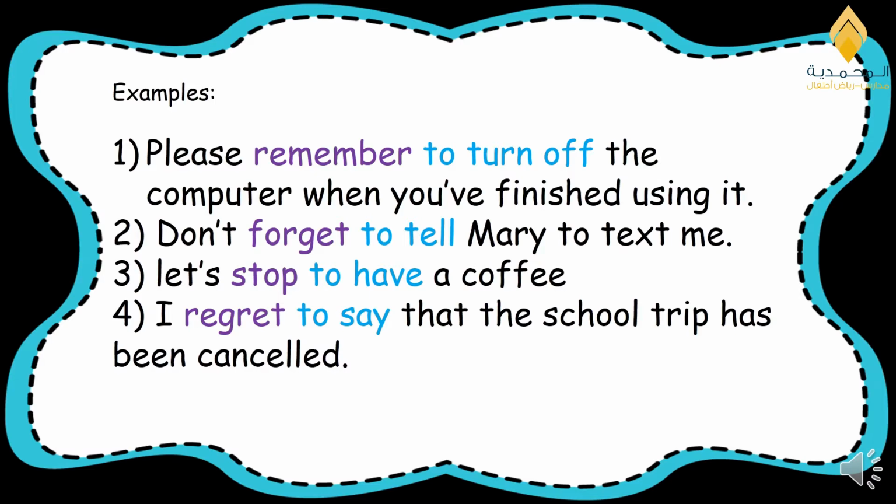Okay? Number 4, I regret to say that the school trip has been cancelled. In this sentence, I'm regretting something not nice or bad happening at the moment of speaking. Okay? How did I know that I'm talking about something at the moment of speaking or in the future? Because I'm using remember, forget, stop, regret followed by infinitive forms.